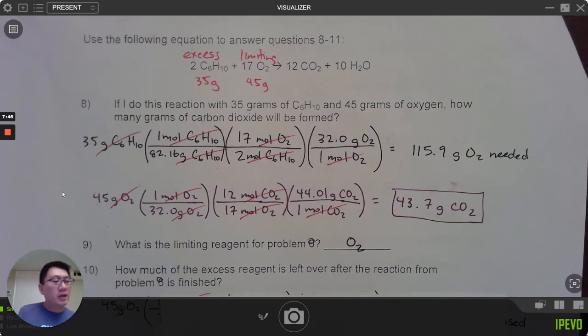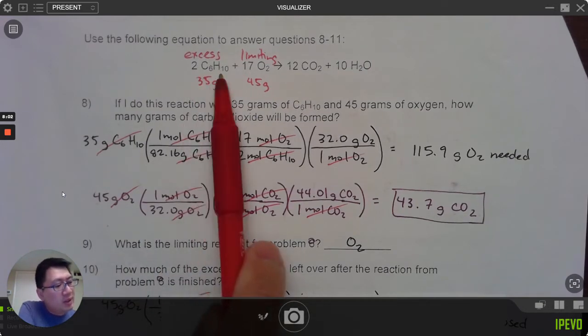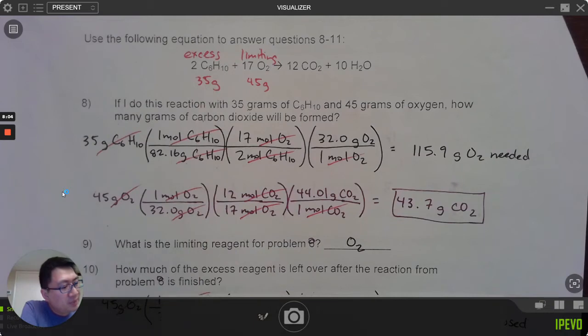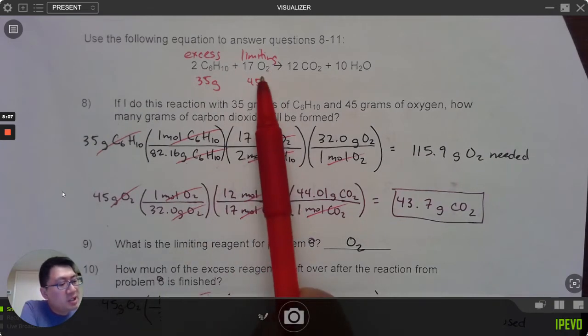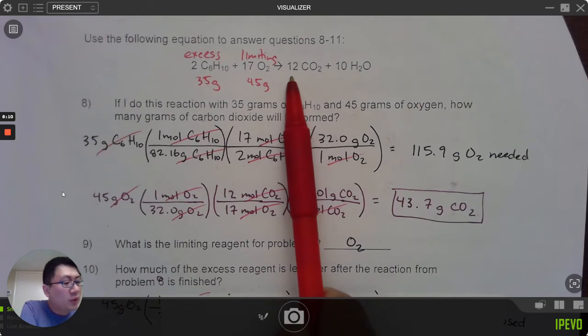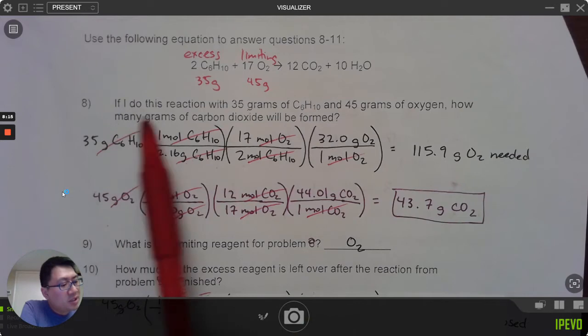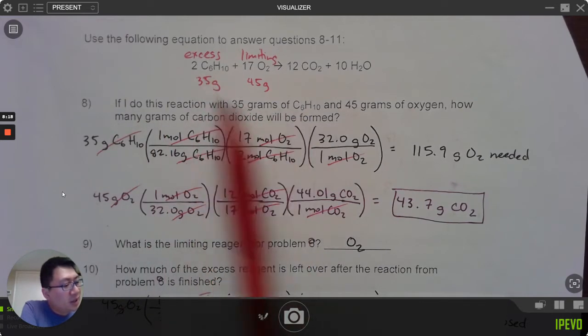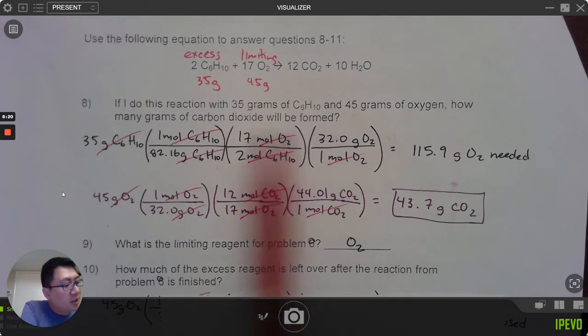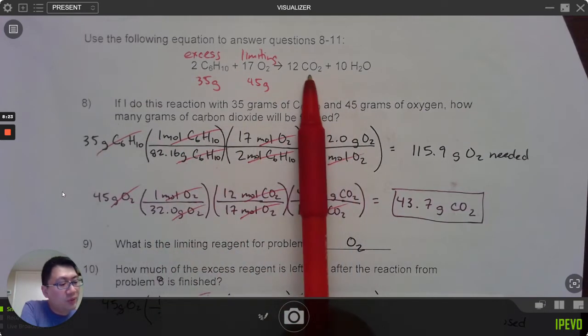Okay, I want to show you the answers from number 8 and 9, which are actually very challenging problems. That is a limiting excess reagent problem. How do I even know? Well, let's read the question first. The equation, 2 moles of this C6H10 reacts with 17 moles of oxygen, making 12 moles of carbon dioxide and 10 moles of water. It says, in this reaction, 35 grams of C6H10 and 45 grams of oxygen react. How many grams of carbon dioxide will form?